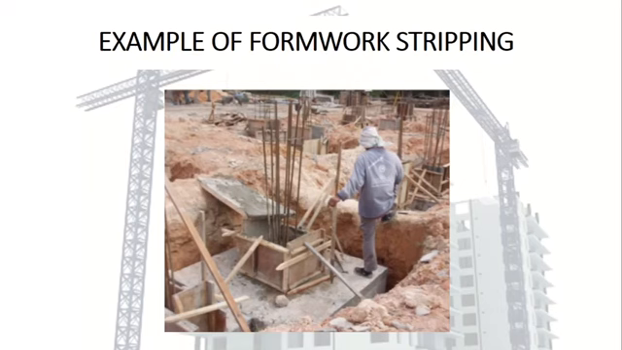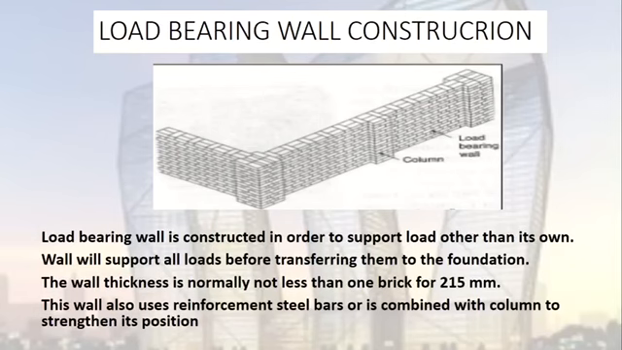Example of formwork stripping. Load-bearing wall is constructed in order to support load other than its own. Wall will support all loads before transferring them to the foundation. The wall thickness is normally not less than 1 brick or 215 mm. This wall also uses reinforcement steel bars or is combined with column to strengthen its position.